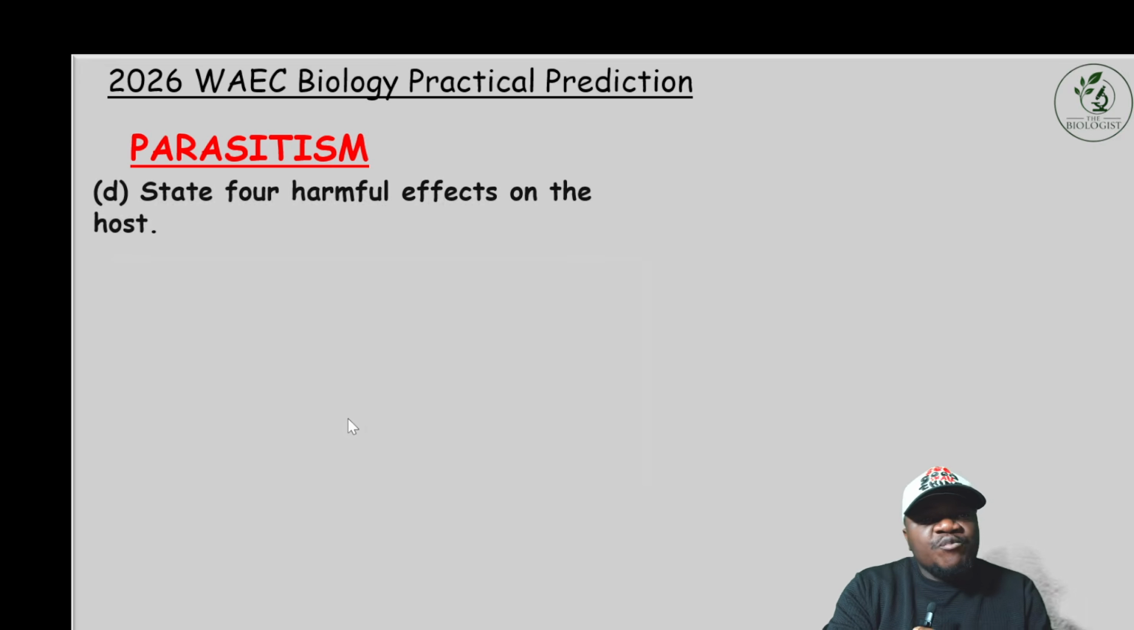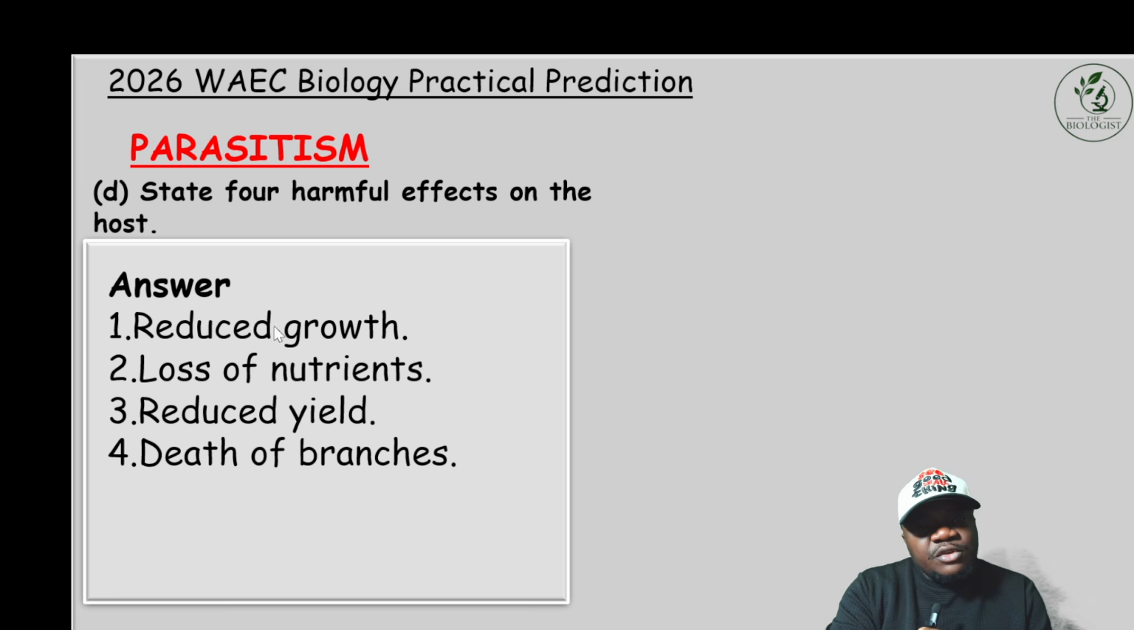All right, so state four harmful effects on the hosts. What they do is they reduce the growth of the plant, cause loss of nutrients, reduce yield, and cause death of branches. Those branches tend to die off because they're not getting enough nutrients for them to remain strong and firm.